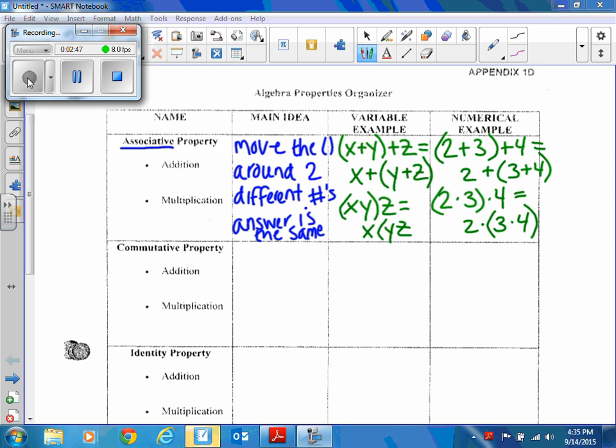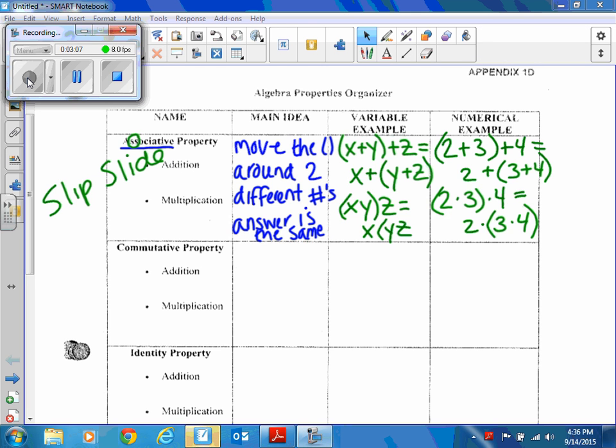Okay? The associative property. Another thing sometimes, which might help you remember, are these two S's right here. Some teachers like to talk about slip, slide. So you're kind of slipping, sliding the parentheses. So that is the associative property.